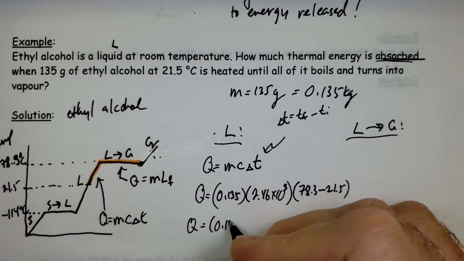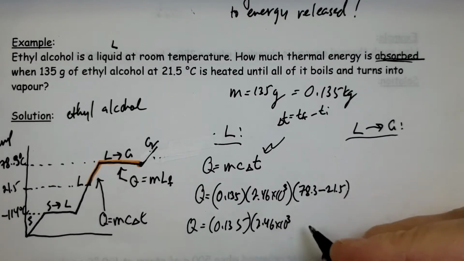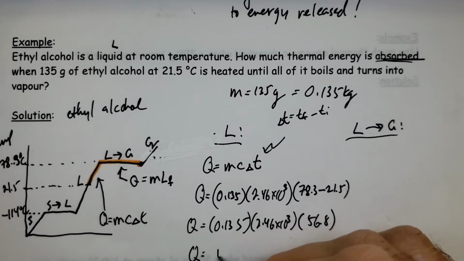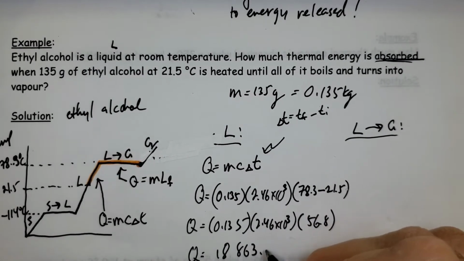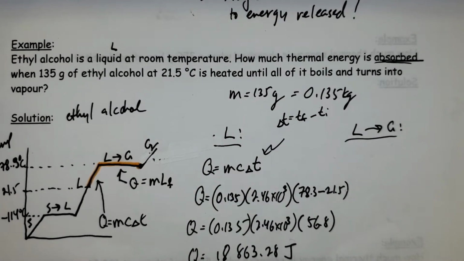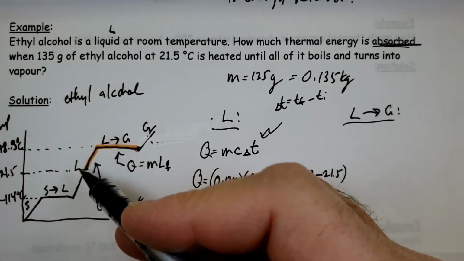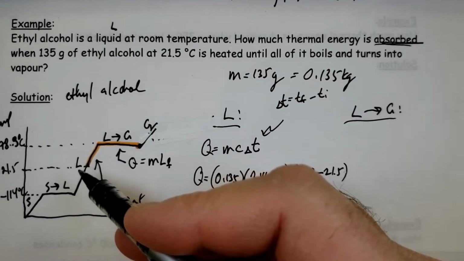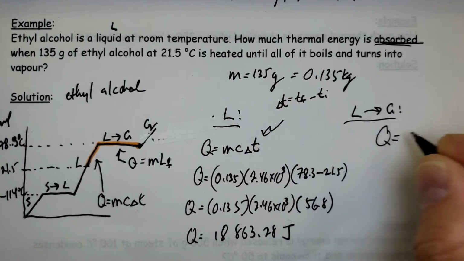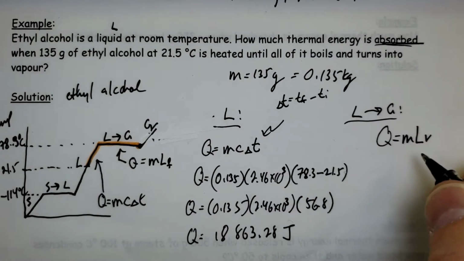So with that, 78.3 minus 21.5 is 56.8. Multiply that all out, 18,863.28 joules. All right, so that's what I get there. So we've covered this part here, the part involving just liquid heating up until it starts to turn into a gas. And in that phase, of course, Q equals mL_V, vaporization this time.